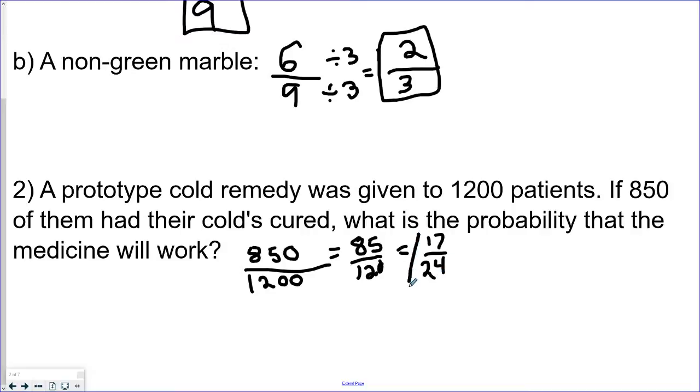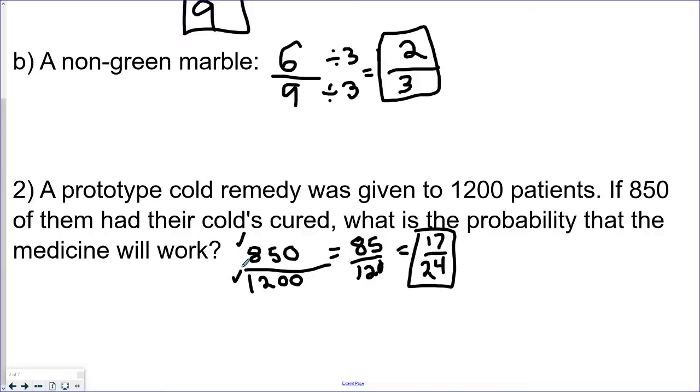So the chance the cold remedy will work is 17 out of 24, because I started with the number of times it worked divided by the number of times I tried. Which, if you want to calculate the percent, is about a 71% chance, which is not too bad, I guess. It's over 50. But again, I couldn't tell this right away. I need to actually try out the remedy and see, okay, I'm going to test it on 1,200 people and see if it works, and then I can say how well it's worked.